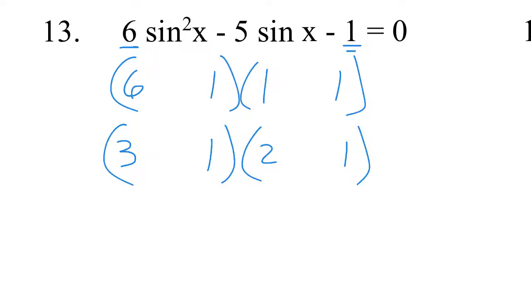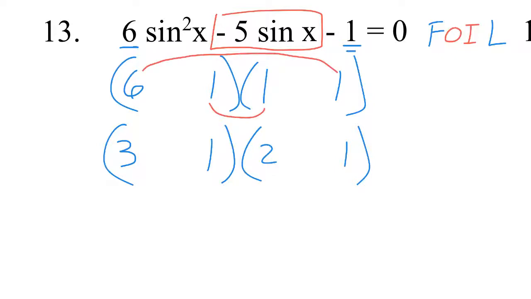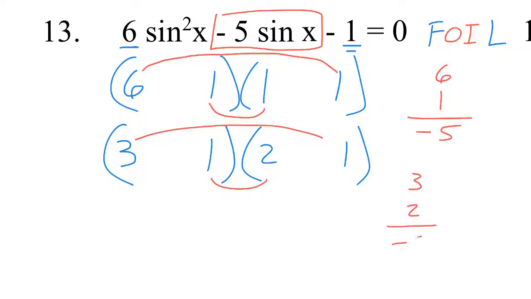Now, it's the firsts that make the first, we're going to get 6. It's the lasts that make the last, we're going to get 1. But it's the O and the I of FOIL that help us create this middle term called -5. Okay, so let's see. If the outsides and insides were to meet, that would be 6 and 1, and we're trying to get it to be -5. Well, look at here. If these outsides and insides were trying to meet, it'd be 3 and 2 that are also trying to make -5.